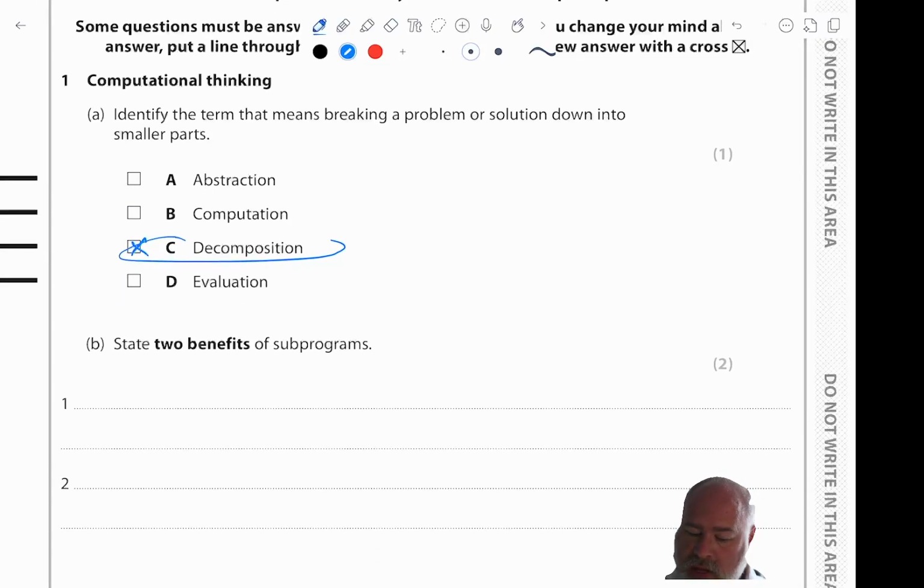So subprograms are both abstractions and decompositions because they hide the detail. So you don't need to know how something works if you're using an input statement or built-in subprogram in Python. You don't need to know how that works, other than you can use it anytime you like. And also you can use those subprograms to do a specific task, which could be like breaking a bigger problem down into smaller pieces.